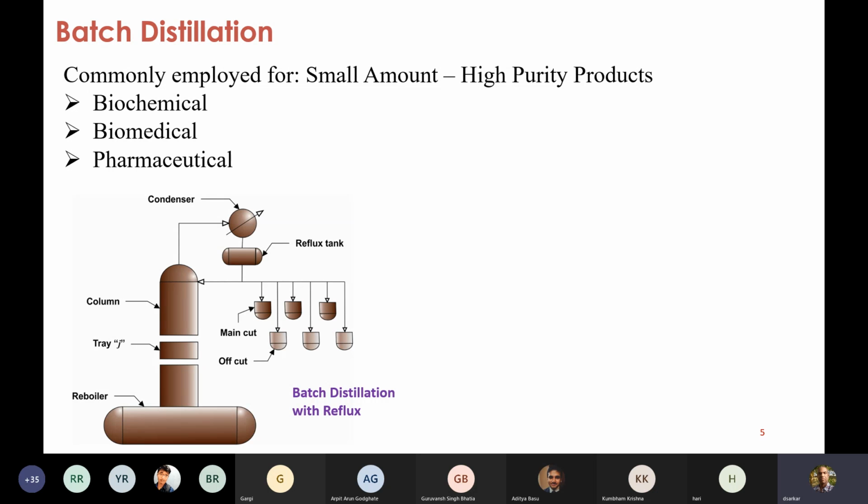Now, batch distillation can be carried out with reflux. Okay, pretty much similar to what you have done in continuous distillation. If you look at the rectifier section, it is very much similar to that. Instead of the entire stripping section, you have a reboiler over there. So let's just think of the simplest case of a binary mixture. A more volatile compound, let us say A, and a less volatile compound B.